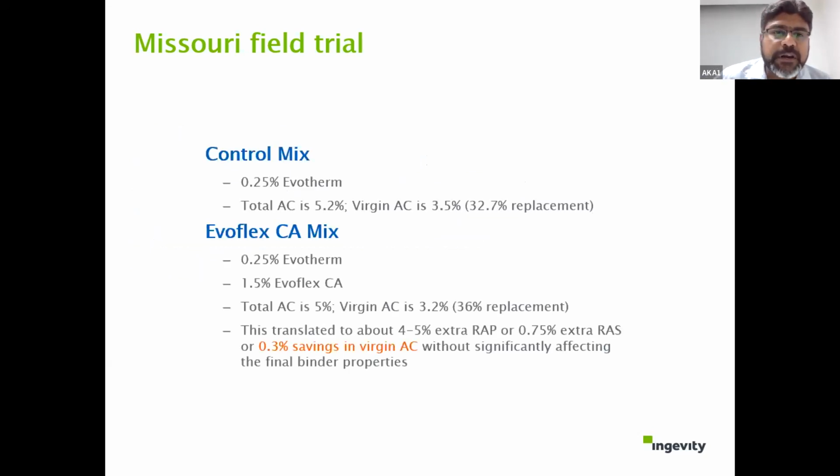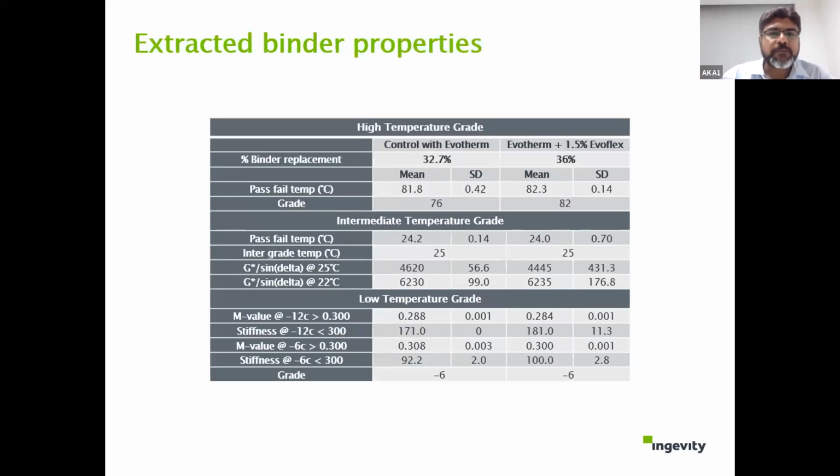Two different tests were done, one with a control mix with warm mix alone and another one with warm mix and a rejuvenator. The asphalt was 5% total asphalt content, where the virgin asphalt was 3.2% plus 1.8% from the RAP. That is how the calculation was done. And the properties were tested. You can see some of the properties here.